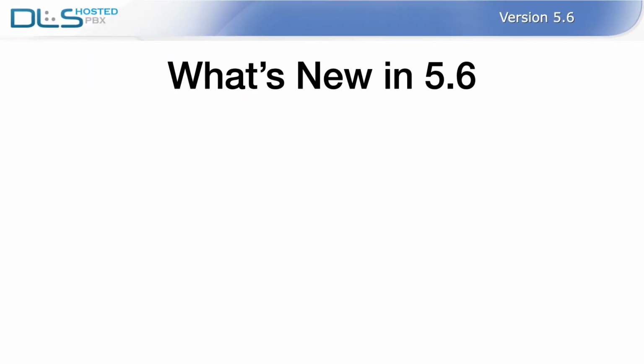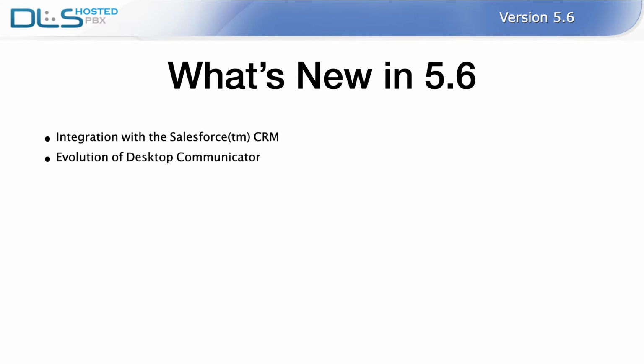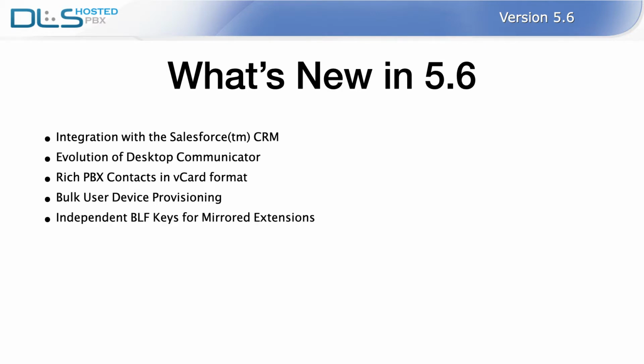Here's a summary of what's new in this version. Integration with the Salesforce CRM underwent a significant overhaul. Our license-free desktop communicator application for Mac and Windows received many new features and an improved user interface. PBX contacts can now be imported and exported in an industry-standard vCard format. Bulk provisioning has been added to phone provisioning, which is useful when you need to provision handsets for several users at the same time. Mirrored Extensions Presence Keys, also known as Busy Lamp Fields or BLF, no longer must match your primary device.